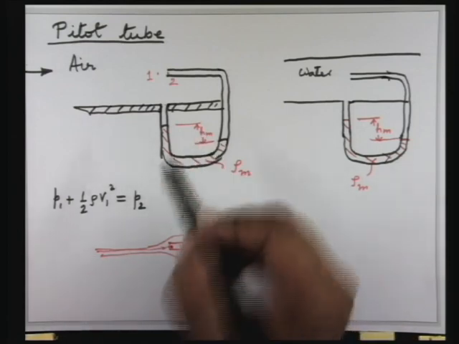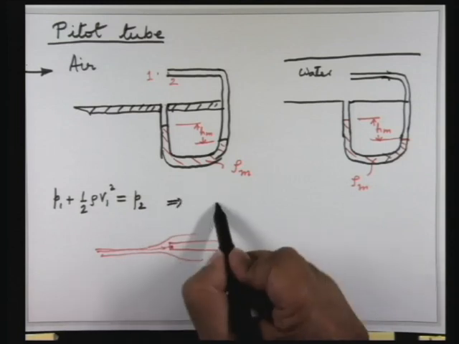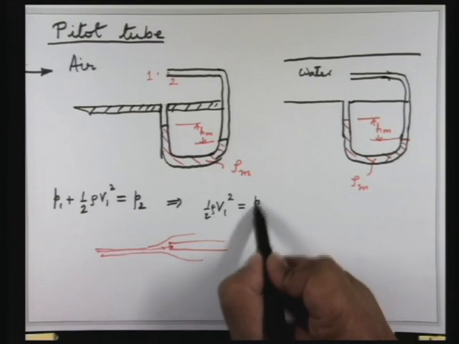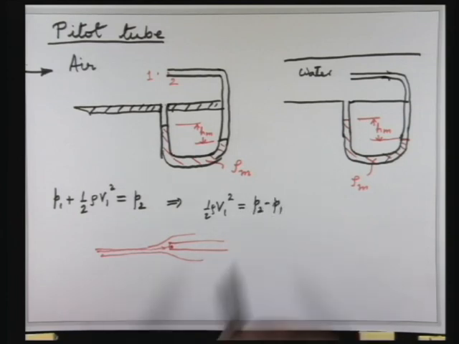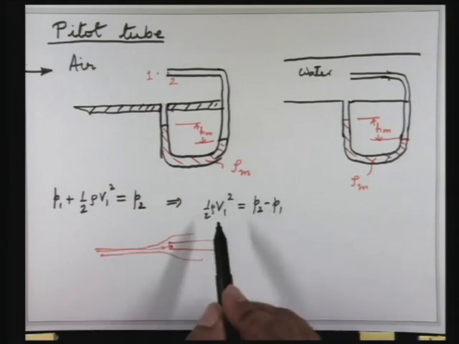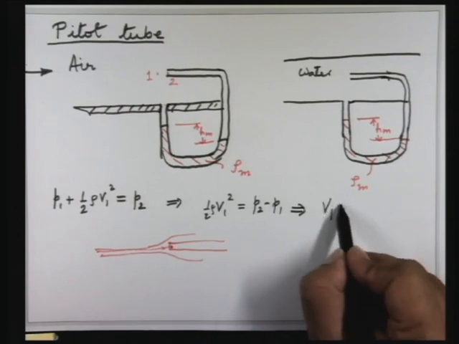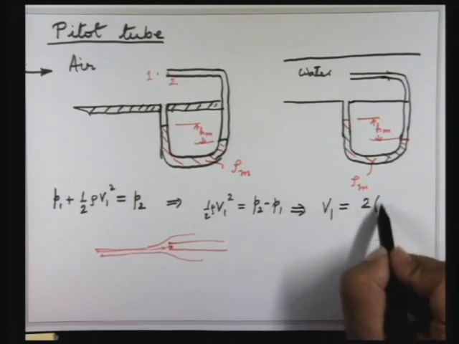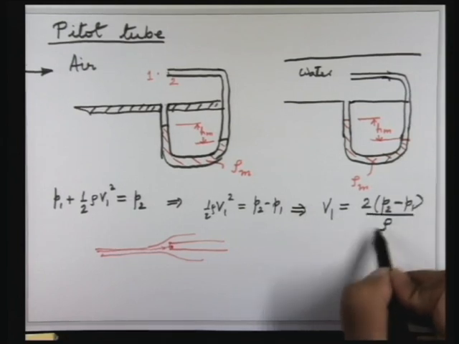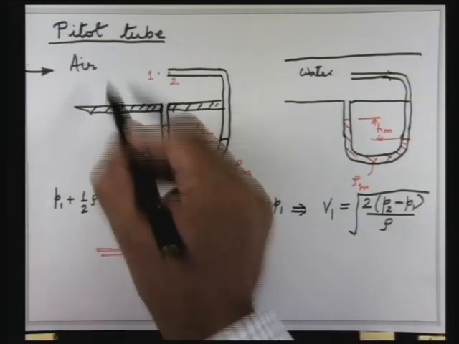Now from here, half rho V1 squared is P2 minus P1. So the difference of pressure between these 2 points will give you the kinetic energy. So from here V1 is the square root of twice P2 minus P1 upon rho. Now this rho of course is the density of the fluid.